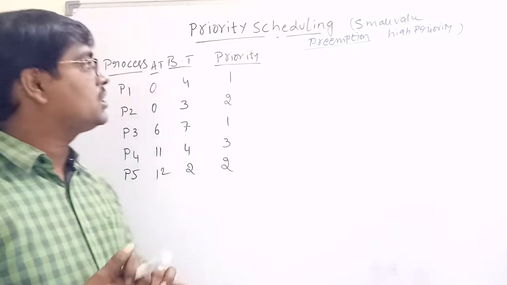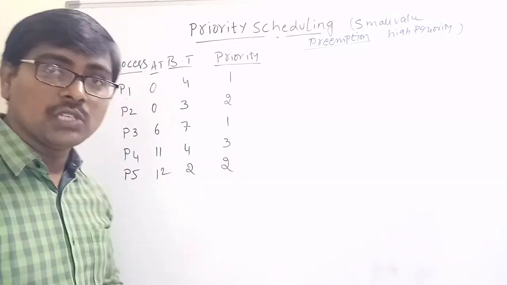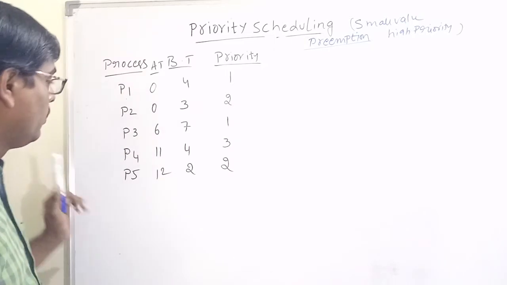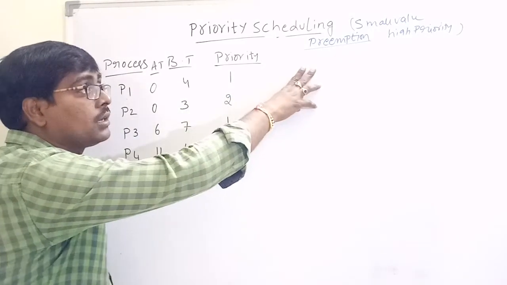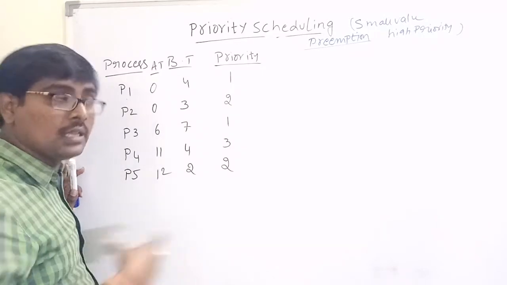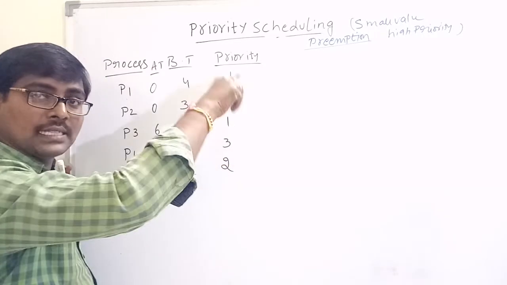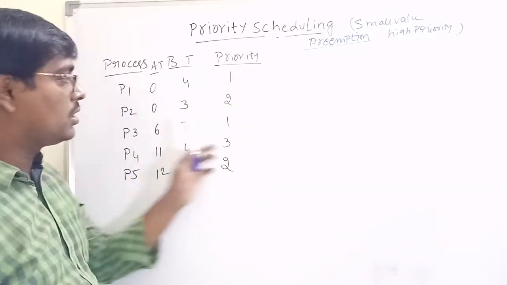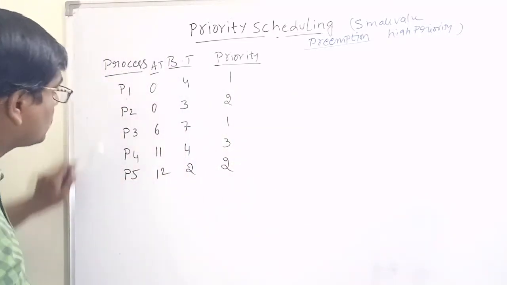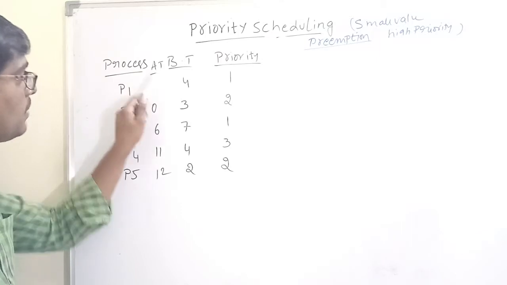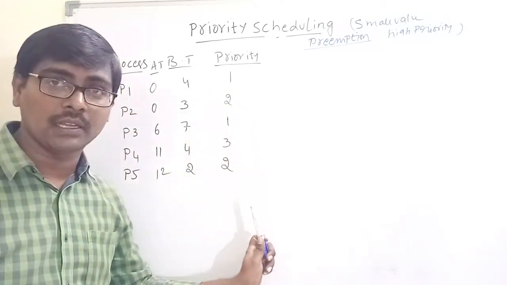In the previous session, we discussed non-preemptive priority scheduling. Now we will move to priority scheduling with preemption. I am considering that the smallest value has the highest priority. These are the 5 processes, with the corresponding arrival times, burst times and priorities.